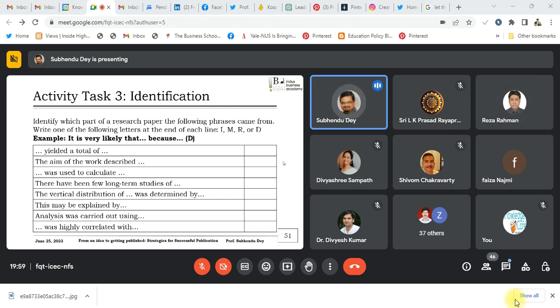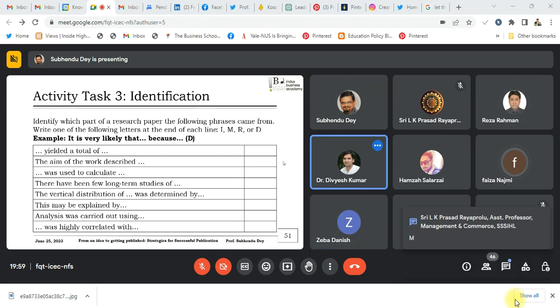The next one, the aim of the work described. Introduction. Objective. I think, sir, Introduction. Yes. So we spoke about what comes in introduction. It's very clearly from introduction, the aim of the work description. So it's basically telling why this research is important. Why am I taking up this work?